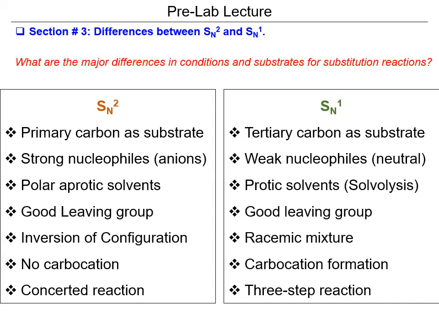A fair question to ask is, what are the major differences in conditions and substrates for substitution reactions? These guidelines have been previously elucidated over many years of empirical work. Thus, in general, substrates containing primary carbons as the reactive center of a molecule will typically undergo an SN2 reaction, whereas a tertiary carbon will undergo an SN1 reaction. Further, strong nucleophilic species, such as those containing a negative charge, prefer the SN2 type of reaction over the SN1.